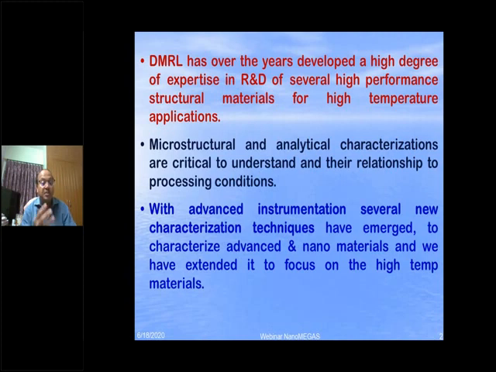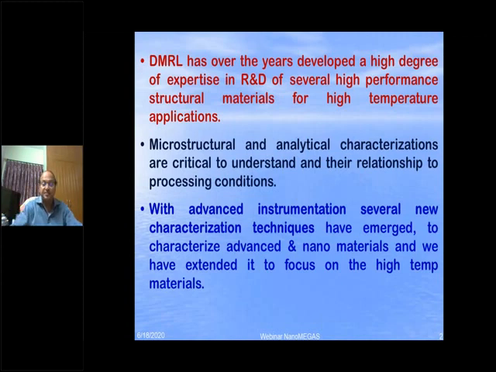Microstructural and analytical characterizations are very critical to understand, and establishing their relationships is very important. These advanced techniques include several new characterization techniques. This one can also be called an in situ technique because everything is done inside the microscope. It is also important to emphasize that nanomaterials and nanotechnology need to be characterized, or seen by our eyes, using different techniques. Nanomaterials can be characterized to the extent of a few nanometers using this technique.